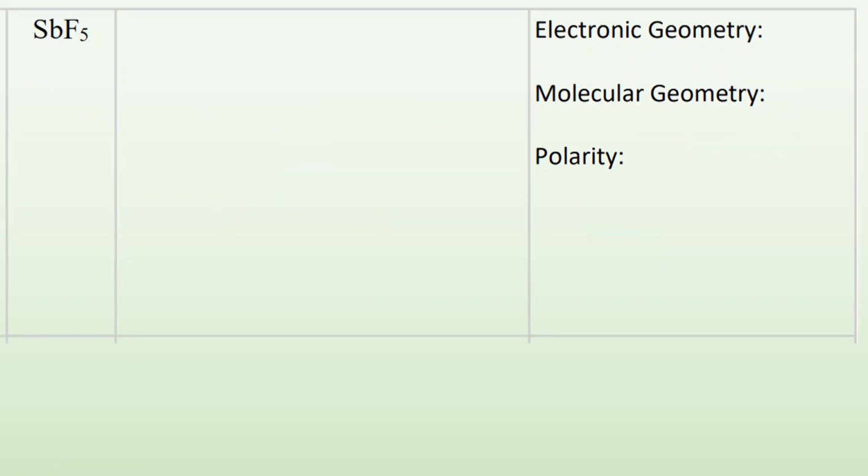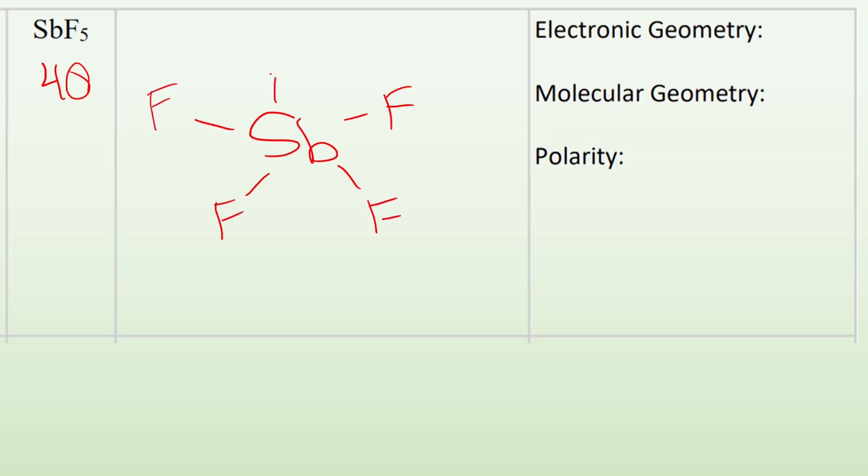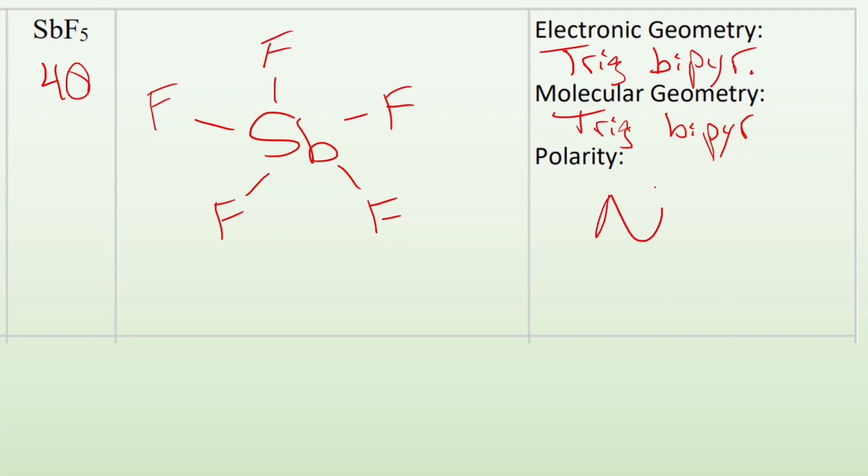It's non-polar. All right, SF5 has a total of 40 valence electrons. So when I draw the Lewis structure and I finish the octet for all the fluorines, I will have placed all of the available electrons, which means my electronic geometry with 5 domains is going to be trigonal bipyramidal, and the molecular geometry is going to be exactly the same because there's no unshared pairs of electrons. So the polarity on this is going to be non-polar, right? We have a very symmetrical molecule.